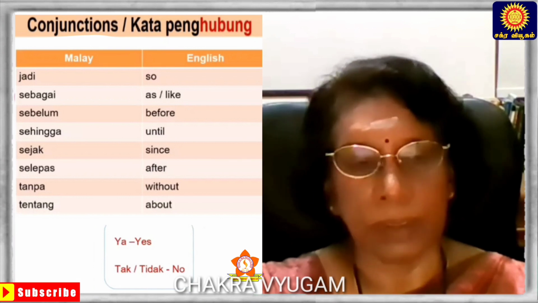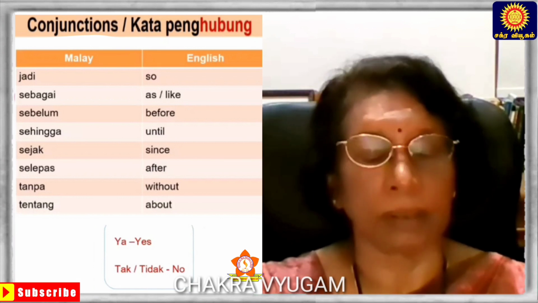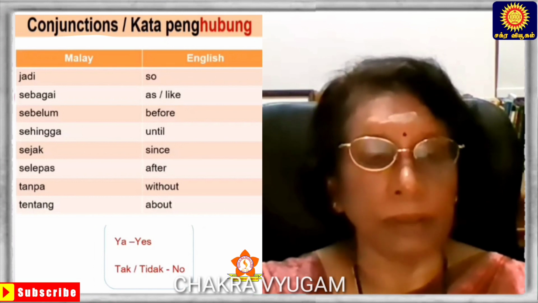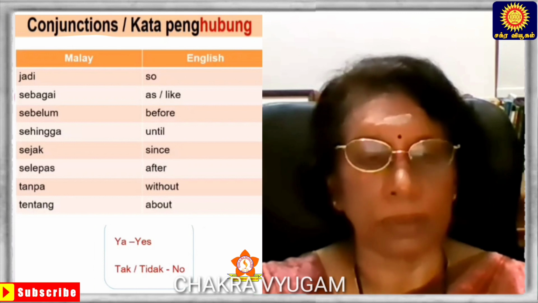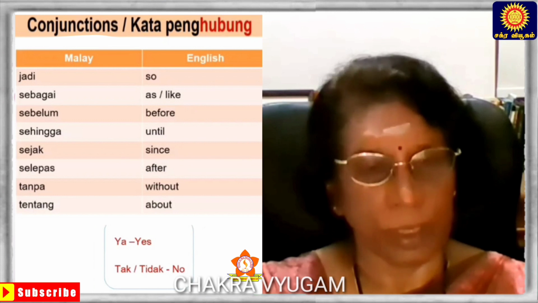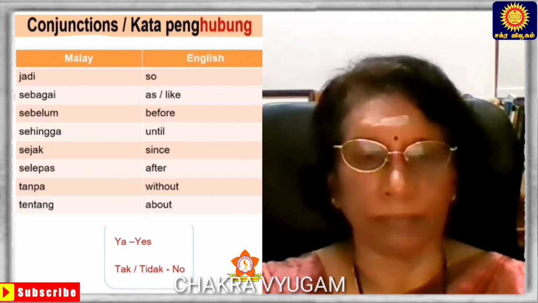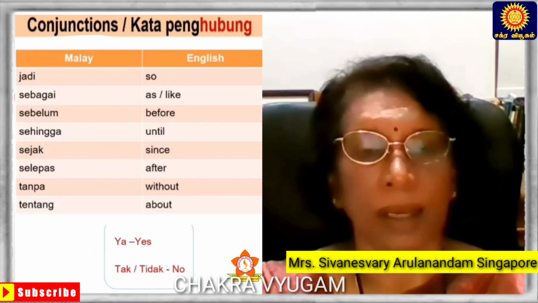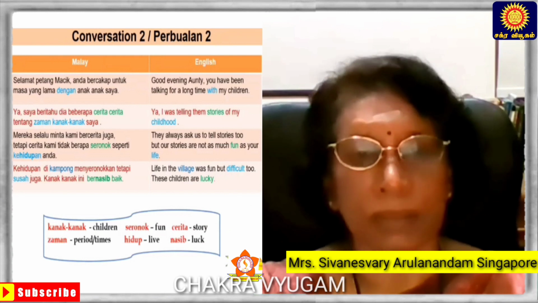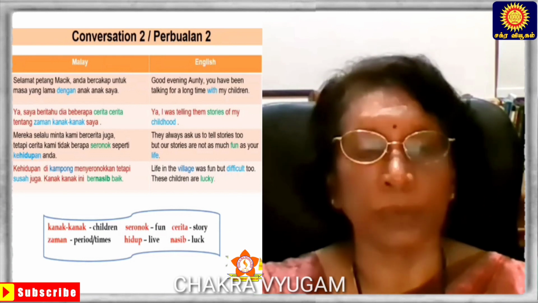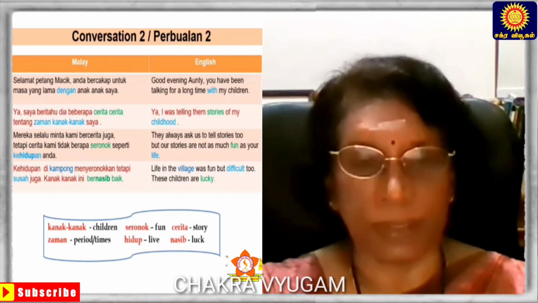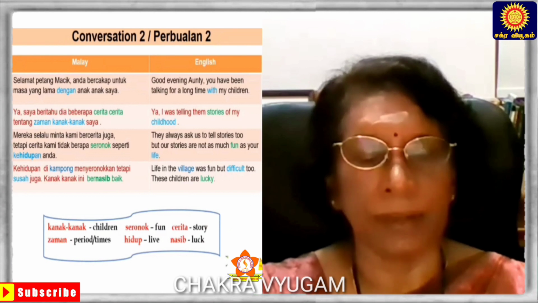Tanpa is without, like, I want this without sugar, or I want this without milk. Tentang is about, right? Now these words, try to remember them because they'll be useful in sentences. Okay, let's go to the new conversation slide next. Right, now here I'll take you slowly because there are many new words, but I hope you enjoy learning the words and seeing how the prefixes come in. All right, can you read please?